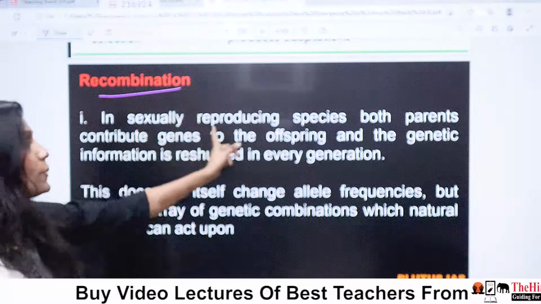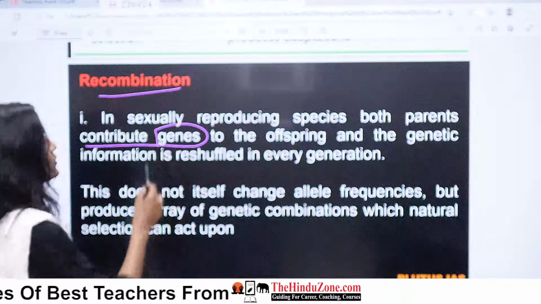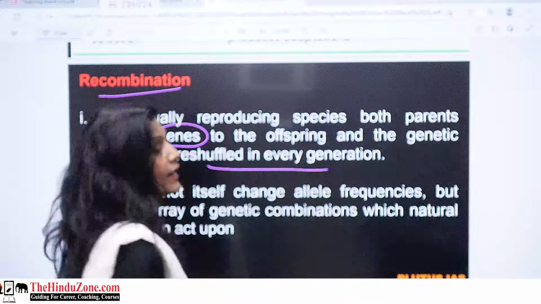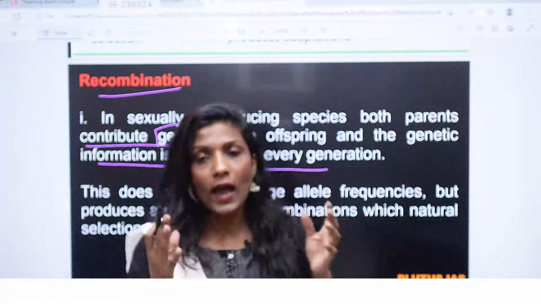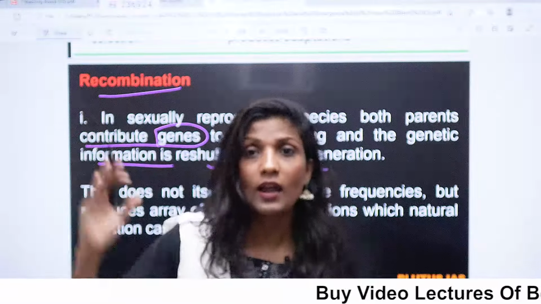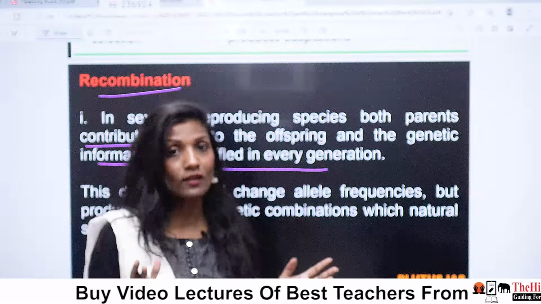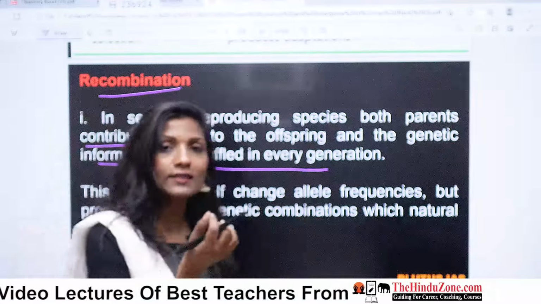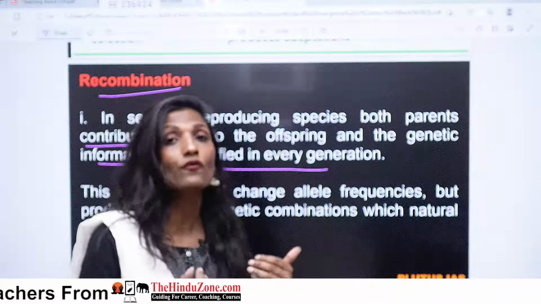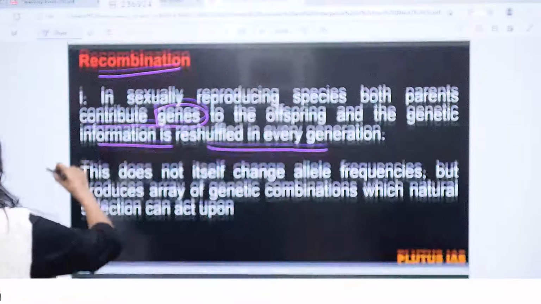In sexually reproducing species, both parents contribute genes to the offspring, and the genetic information is reshuffled in every generation. As an organism, I have got genetic information from my father and also from my mother. They both combined, so we have got the first cell in humans, that is the zygote. So the first genetic information I have got is from my parents. This is what you can understand as recombination.